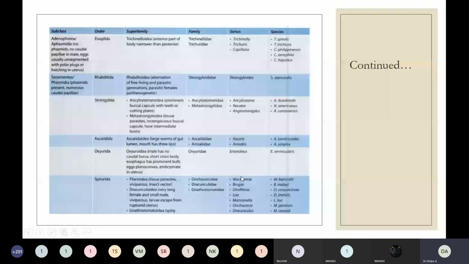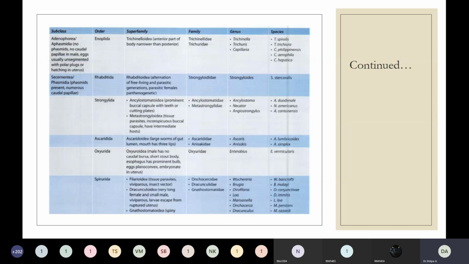So this is a very crowded slide. Here again, same Adenophorea subclass and Secernentea. You can see under Adenophorea, you have two families, Trichinellidae and Trichuridae. Under Trichinellidae, you have Trichinella spiralis. Under Trichuridae, you have Trichuris trichiura and Capillaria philippinensis, Capillaria aerophila and Capillaria hepatica.